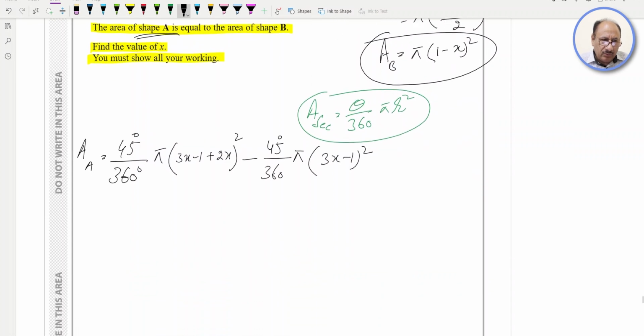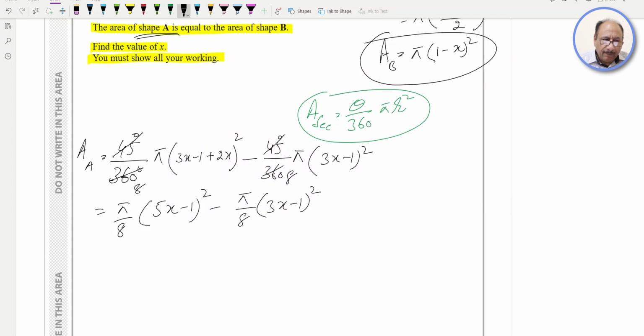And we can now solve it as 45 over 360. We can cancel, this will be 8, so we can write pi by 8 into (3x plus 2x will be 5x) 5x minus 1 whole squared, minus, this will also be cancelled, and this will be 8, so it will be pi by 8 into (3x minus 1) squared. And further we can take pi by 8 common, so inside will be (5x minus 1) squared minus (3x minus 1) squared.